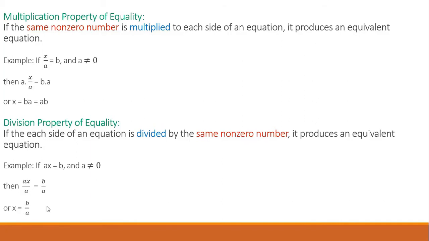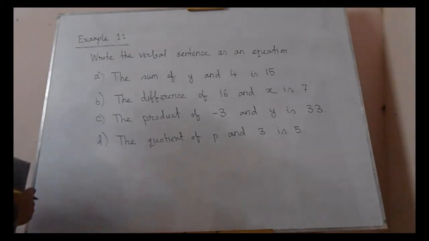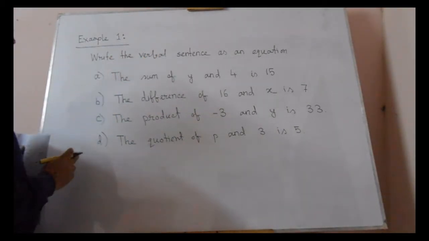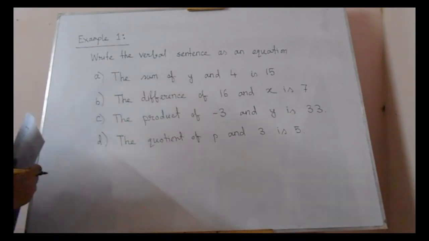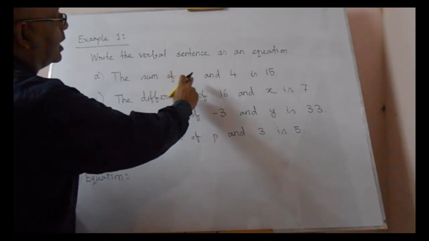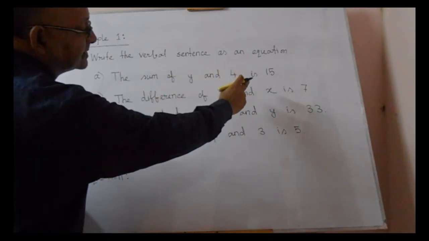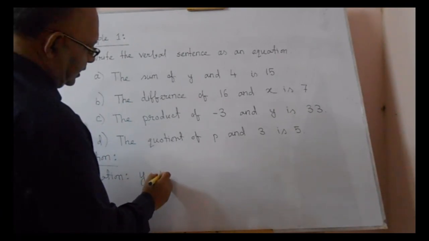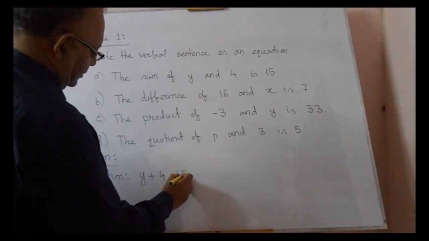Now we'll do some examples. This is example 1. Write the verbal sentence as an equation for all of these. Now we'll solve this. For part A, we have the sum of y and 4 is 15. So y plus 4 equals 15.